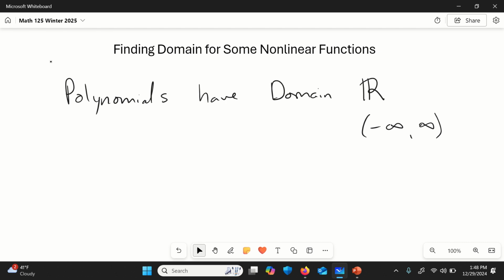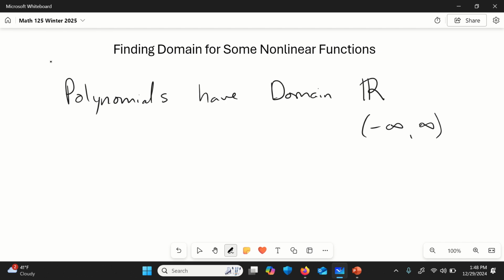When we have expressions that are not polynomials, for instance, rational functions or radical functions, we end up with restrictions on our domain. There's certain values not allowed. But for polynomials, all the values are allowed.